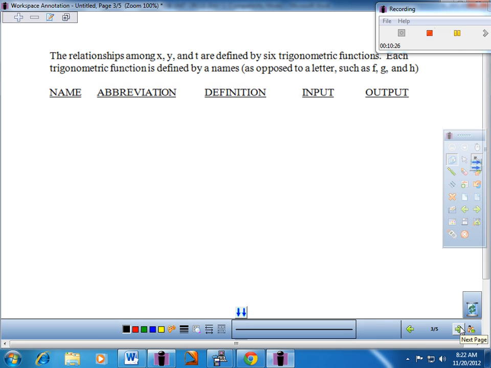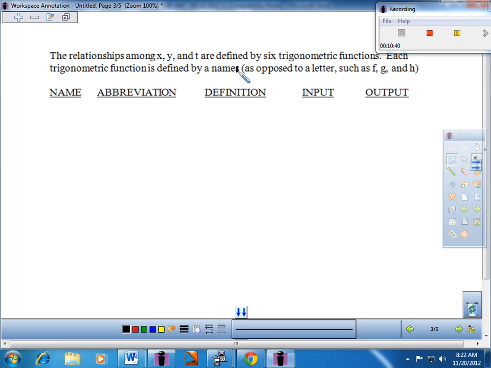So here's what it says. The relationships among x, y, and t are defined by 6 trigonometric functions. Each trig function is defined by a name, as opposed to a letter. So if you remember all the other functions we've been looking at up to this point in time, for all the families of functions, it's always been f of x or g of x or h of x or whatever the case may be. A function always defined by a particular letter.